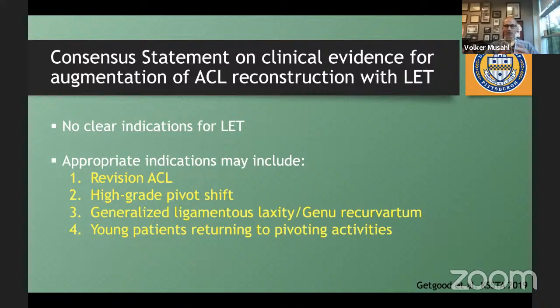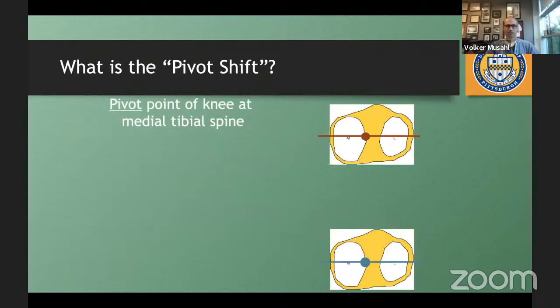People would always ask me, and I'm sure you ask me at the end of this talk, what are your indications for it? So here's what we wrote: in some revision cases, and maybe some patients with high-grade pivot shift, with generalized ligamentous laxity, and then also people mentioned young patients with pivoting activities.